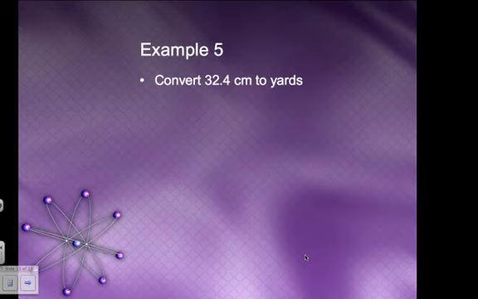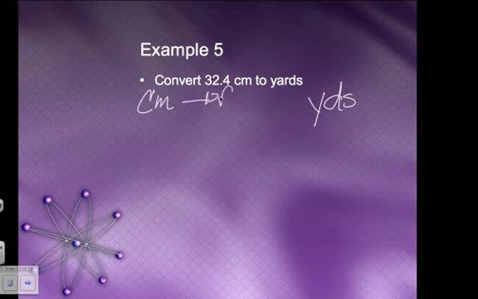I convert 32.4 centimeters to yards. So I am going from centimeters to yards. So get out your conversion sheet and see if you see a conversion between centimeters and yards. And this is the point where people panic because they don't see one between centimeters and yards. But I look on there and I see that there is a conversion factor between centimeters and feet. So I'm going to have to go to feet first. I don't know the conversion factor between centimeters and yards. There is no direct conversion. I have to go through steps.